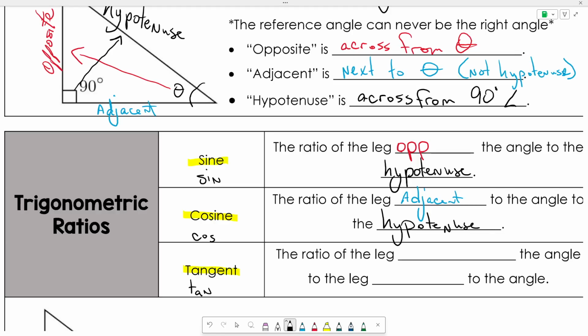Now for tangent, tangent is going to use just the legs, and it is my opposite leg to my adjacent leg.